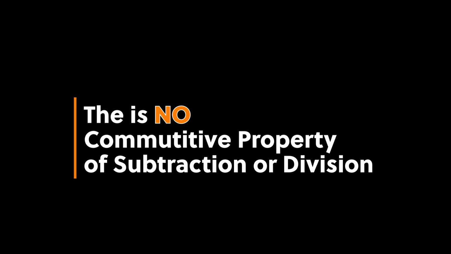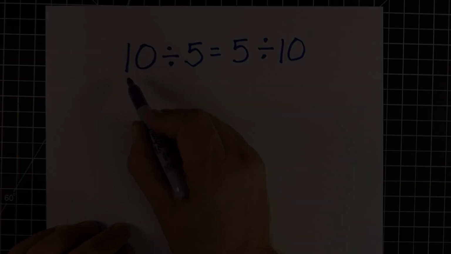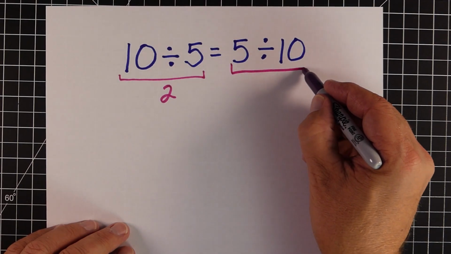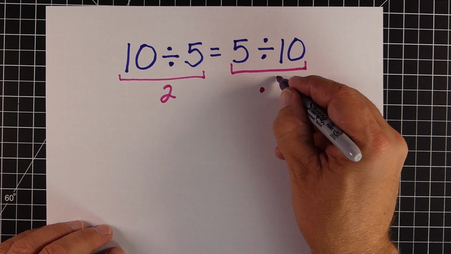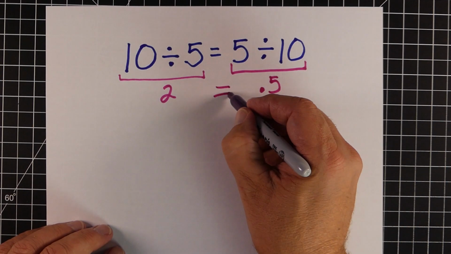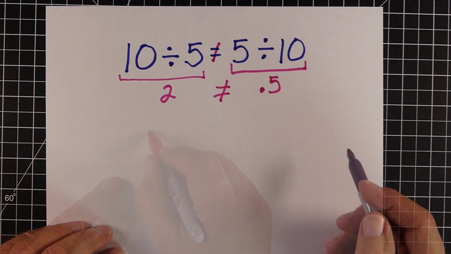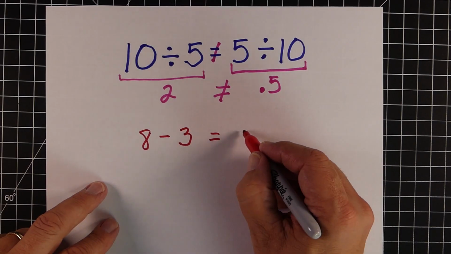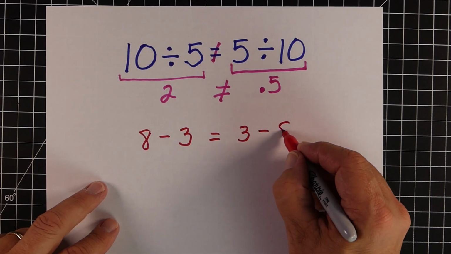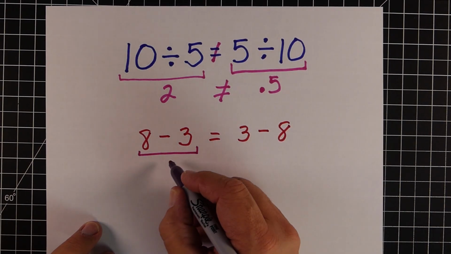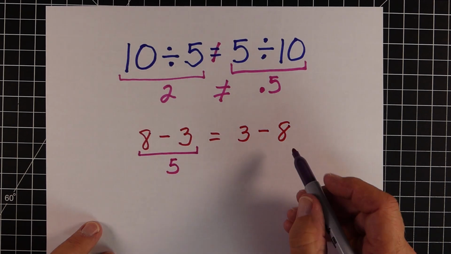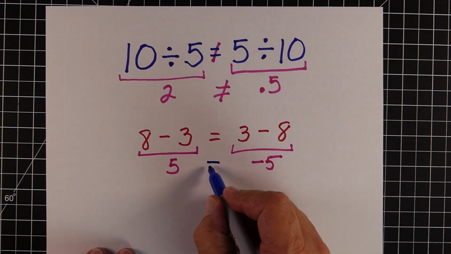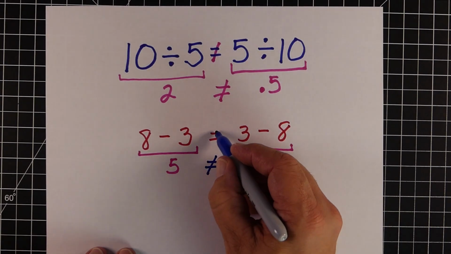Now, you'll notice there's actually no commutative property of subtraction or division. If I take 10 divided by 5, I get 2. But if I do it the other direction, 5 divided by 10, I actually get 0.5. Different answers, so they're not equal. Just like there's also no commutative property of subtraction. If I go 8 minus 3, that's not equal to 3 minus 8. 8 minus 3 would equal a positive 5, but 3 minus 8, that's going to give me a negative 5. And those are different answers, so it's not equal.